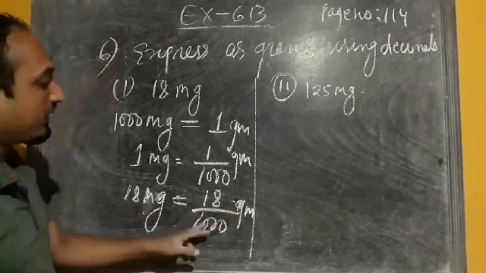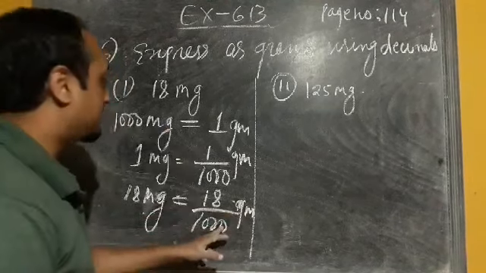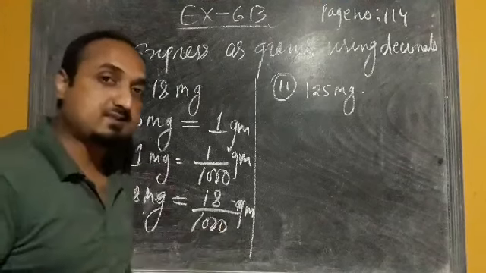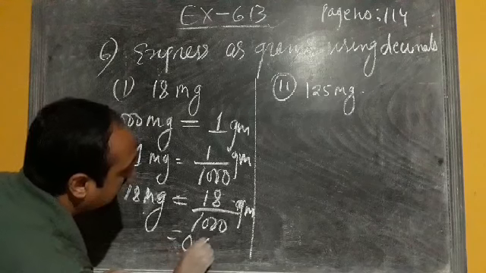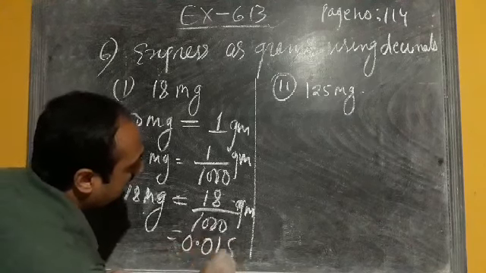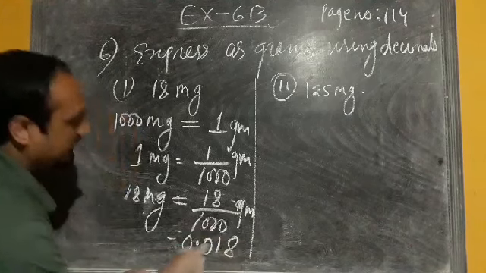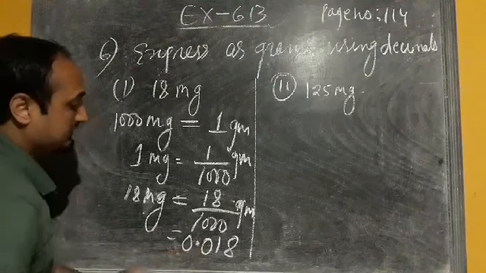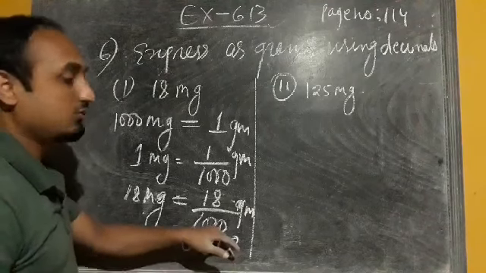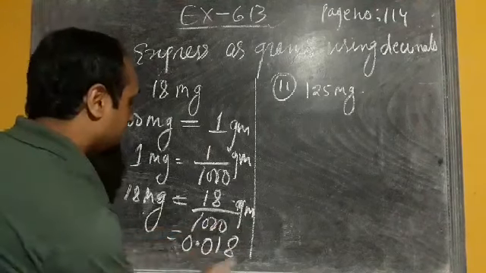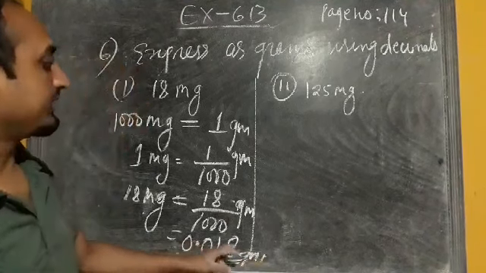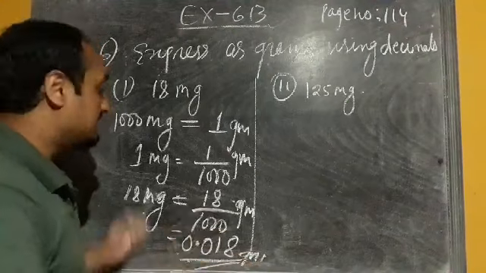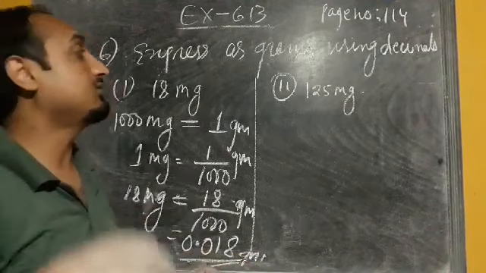So here 1, 2, 3, we have 3 zeros. So after the decimal we have to write 3 numbers. So this can be written as 0.018. You can say 1, 2, 3. So after the decimal we have three numbers because we have three zeros in the denominator. So this will be in gram. So the answer is 0.018 gram. So this is the way to convert milligram into gram.